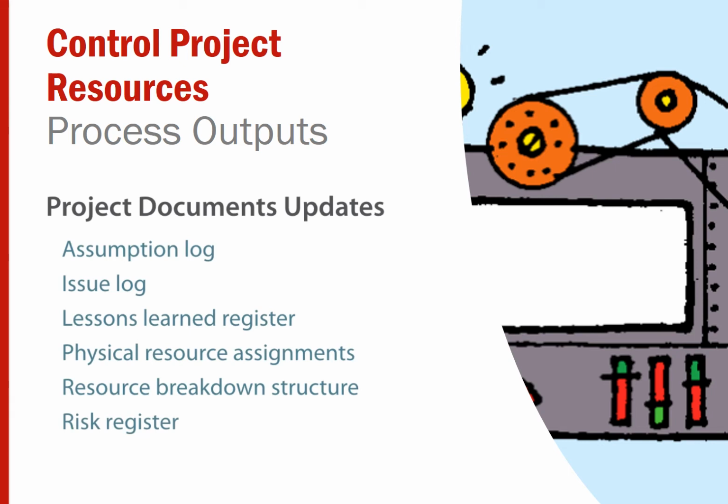Fourth, physical resource assignments. Physical resource assignments are dynamic and subject to change due to availability, the project organization, environment, or other factors. Resource breakdown structure. Changes to the resource breakdown structure may be required to reflect the way project resources are being used. Risk register. The risk register is updated with any new risk associated with resource availability, utilization, or other physical resource risks.